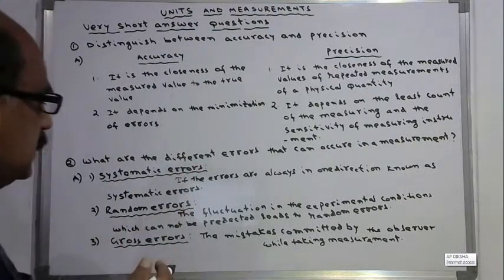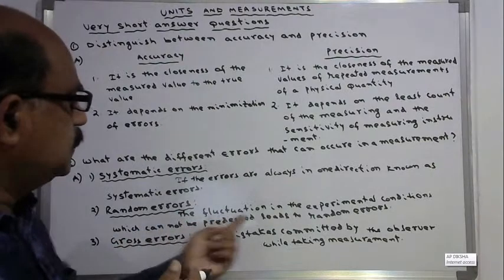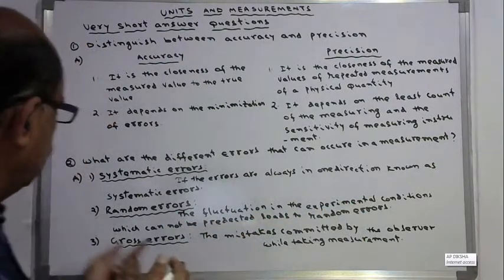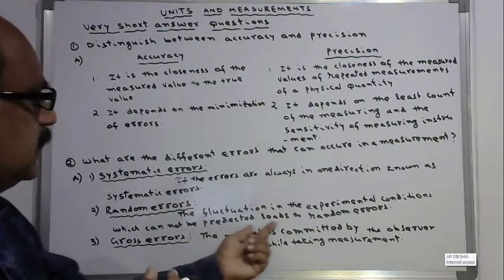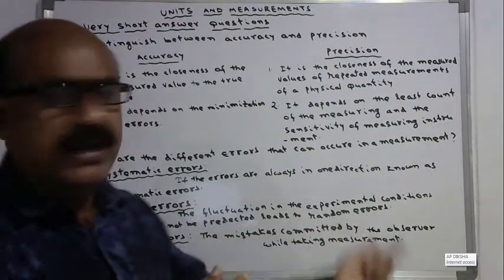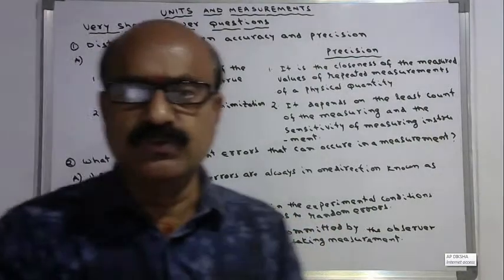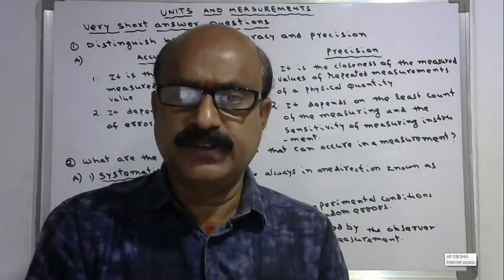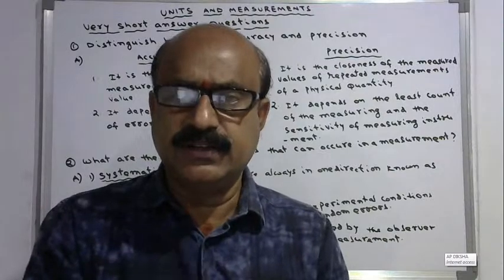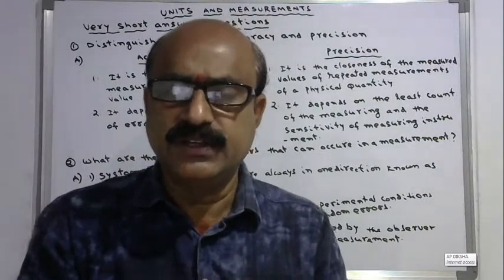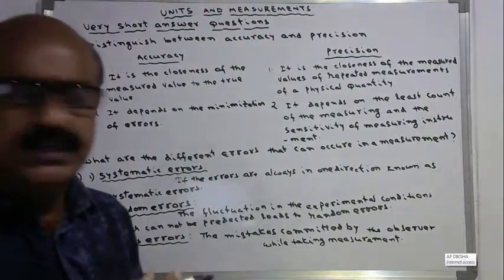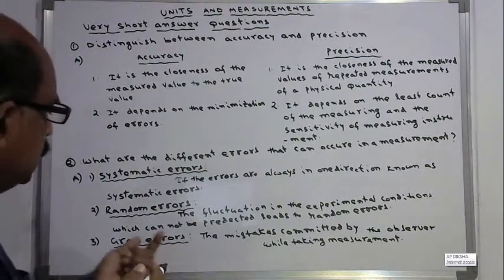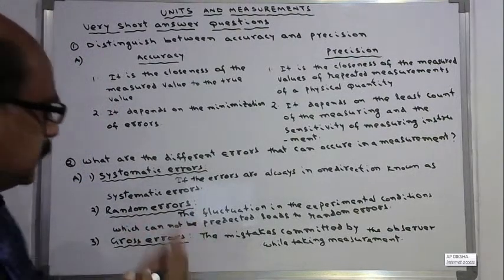And random errors are the fluctuations in the experimental conditions which cannot be predicted. Say, for example, line voltage suddenly increased, it leads to error. Or the temperature suddenly decreased or the atmospheric pressure changed. These are all the unpredicted conditions which lead to random errors.